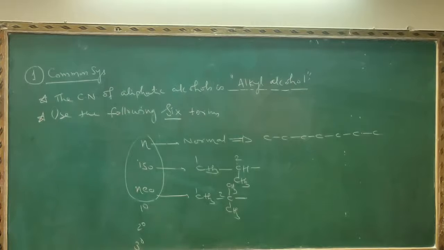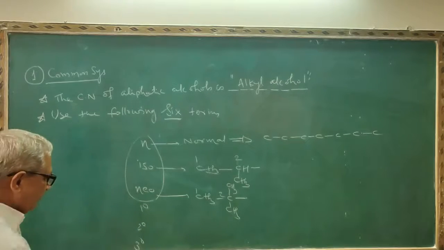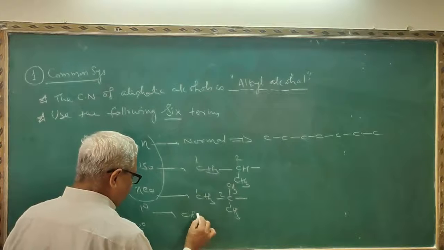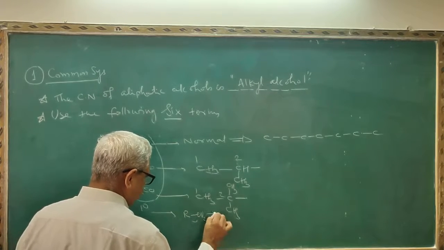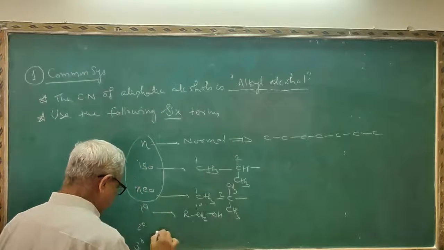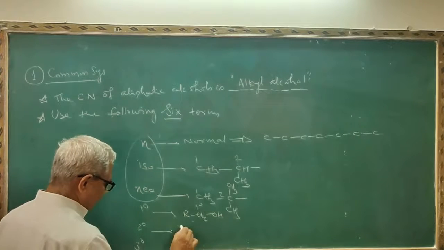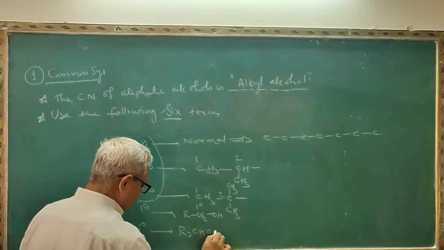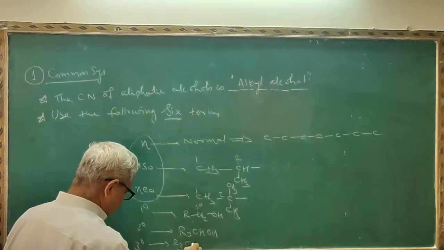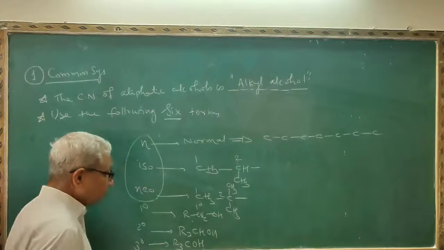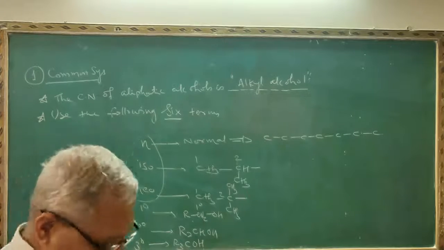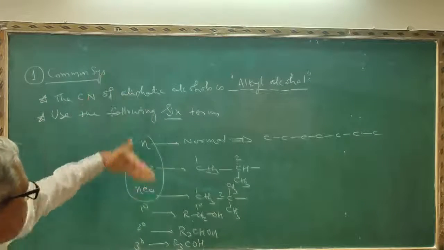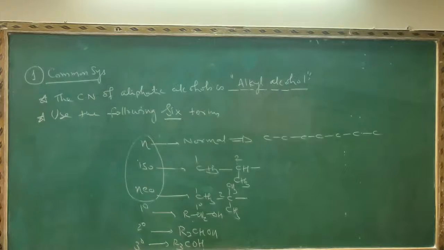And just now I was explaining primary, secondary, and tertiary. The general formula for primary alcohol is like this: RCH2OH. This is your primary carbonate. The general formula for secondary alcohol is R2CHOH. General formula R3COH. So these are the terms used for the nomenclature of the common systems. I will take the examples in the table, last one.